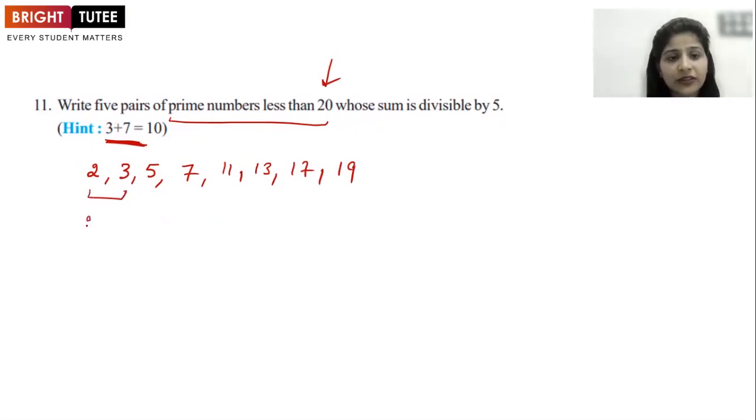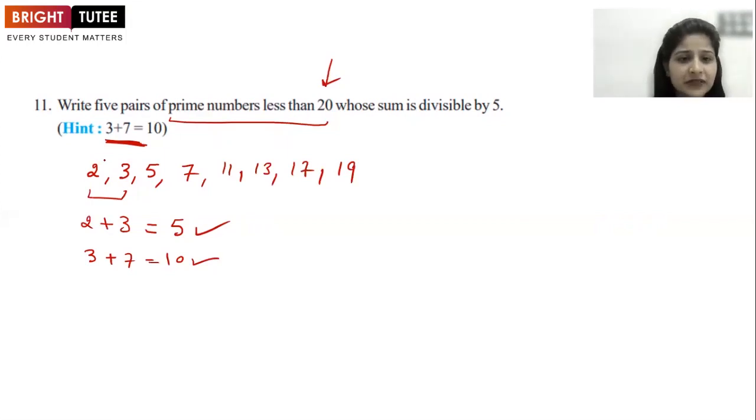So if I take 2 and 3, if I add them, what do I get? 5. Yes, it is divisible by 5. One example they have given, 3 and 7. So yes, that is divisible by 5. With the 2, can I form any other pair so that it is divisible by 5? So let's figure out. With 2, 3 gave us 5. With 2, if I add 5, that will be 7, not divisible by 5. 2 with 7 would be 9, not divisible by 5.